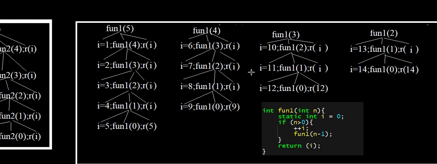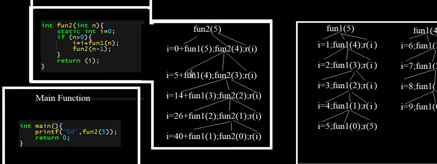Now again we have to execute function 1 of 3. i equals 7, function 1 of 2, return i, 8, function 1 of 1. We are decrementing n up till 0, because function 1 of n minus 1 has been executed continuously. Now function 1 of 0 will return nothing except i, and i is 9. 9 will be returned from function 1 of 4. Come here, 9 plus 5 equals 14, and i is now 14.